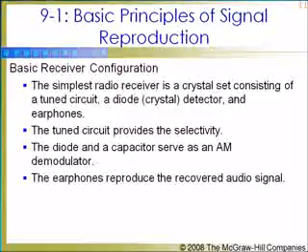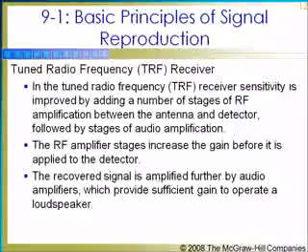The simplest radio receiver is a crystal set consisting of a tuned circuit, a diode detector, and earphones. The tuned circuit provides the selectivity. The diode and a capacitor serve as an AM demodulator. The earphones reproduce the recovered audio signal. The next one is the tuned radio frequency receiver.